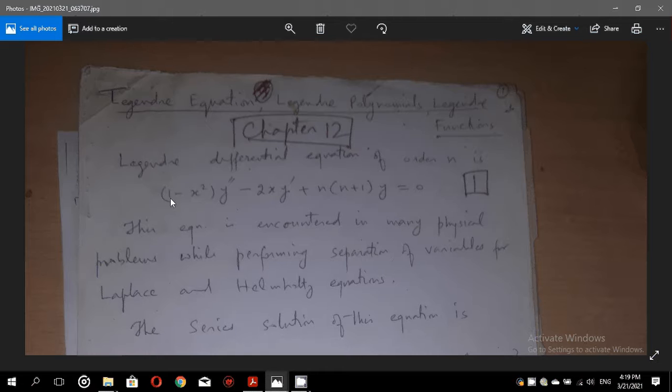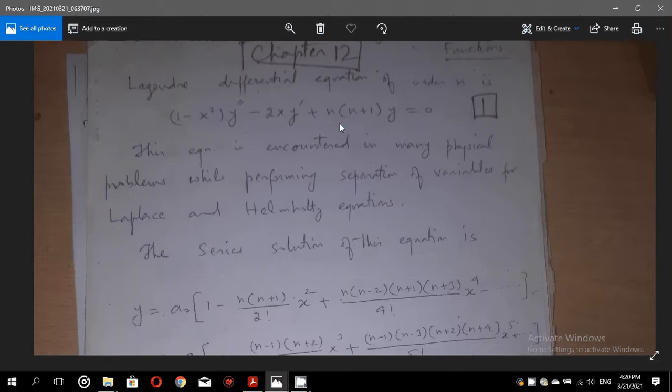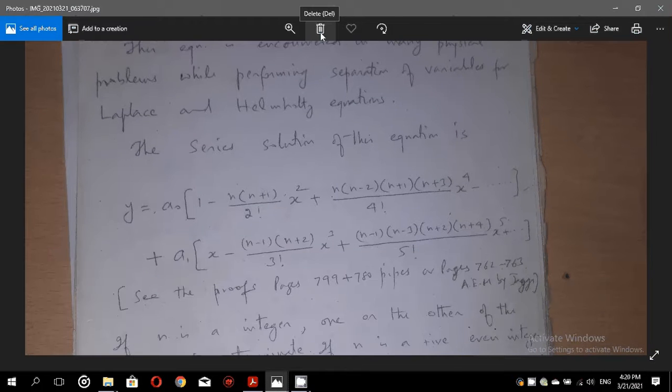Legendre differential equation of order n, (1 minus x squared) y double dash minus 2x y dash plus n(n plus 1) y equal to 0. And the solution of this equation, the series solution, you may have solved this equation, but if you have not yet, then you can consult Gupta or Pipes' book, Mathematical Physics by Pipes, to reach this solution of this differential equation.